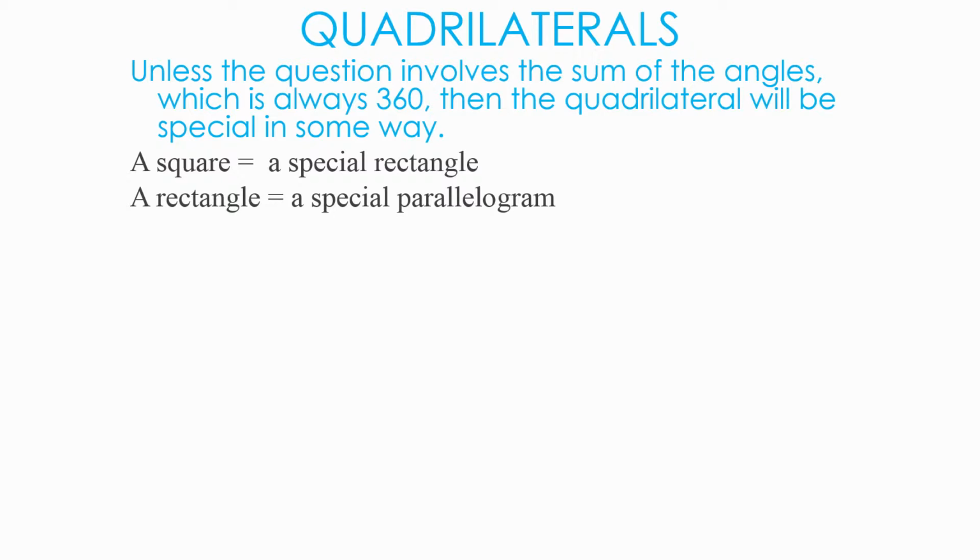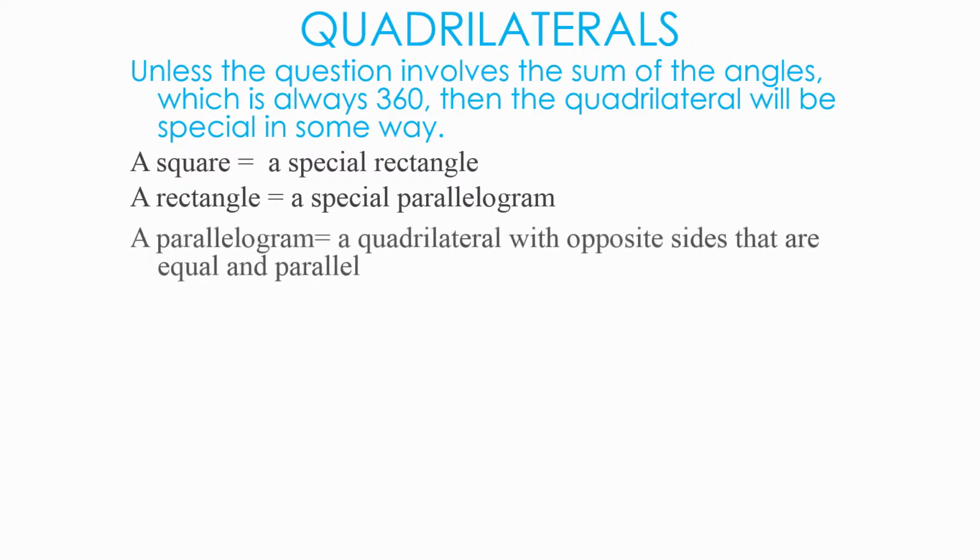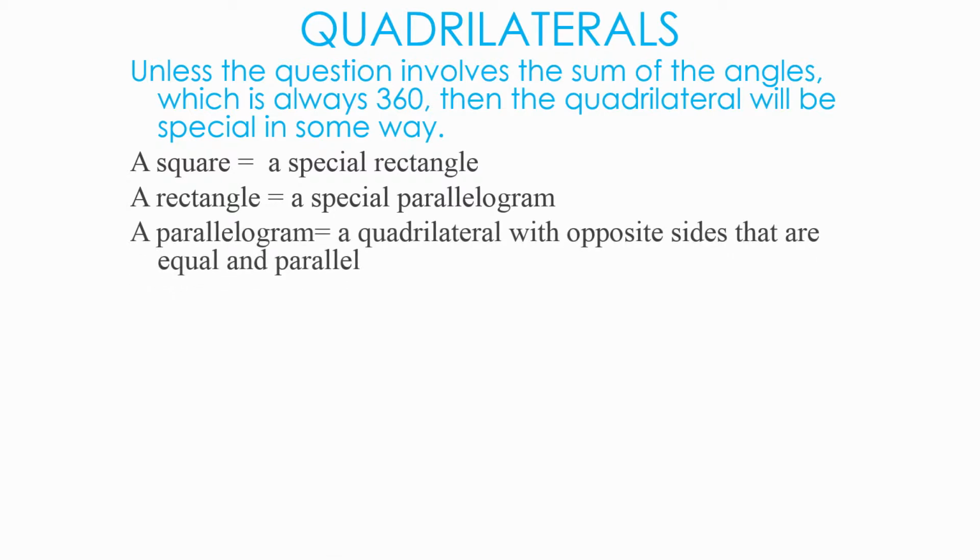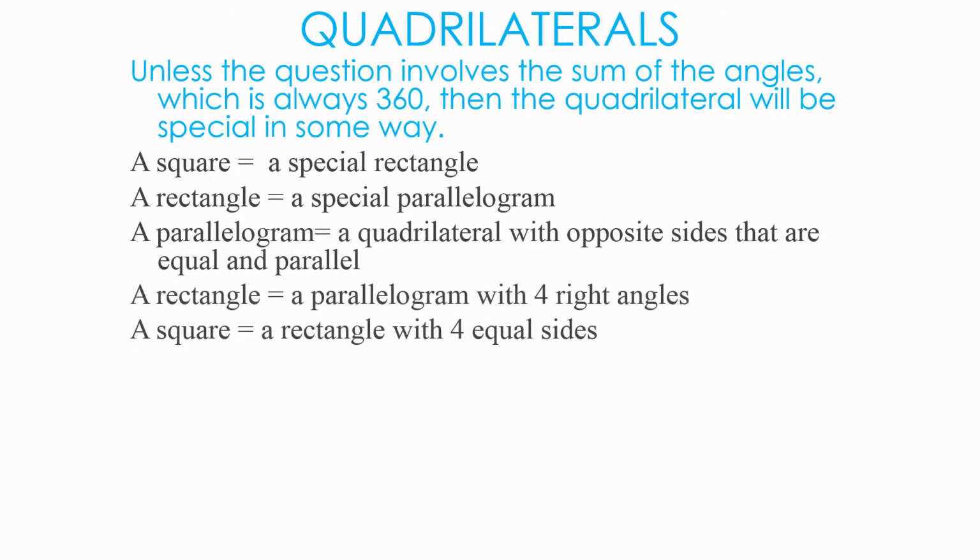So here are the definitions. A parallelogram is a quadrilateral, a figure with four sides, with opposite sides equal and parallel. A rectangle is a parallelogram with four right angles. I'm sure you're familiar with rectangles. And a square is a rectangle where all the sides are equal. All right, let's get some confusing terminology out of the way.